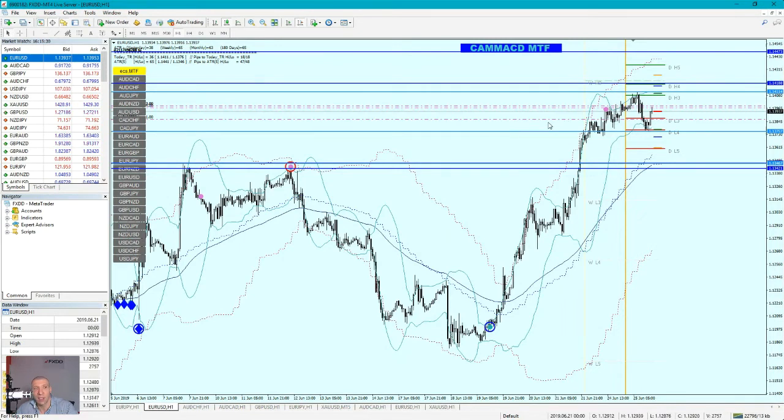So let's see if this will actually break. I guess it's still early to say, but in my opinion, it will break only if strong momentum kicks in and short traders start to close their trades.